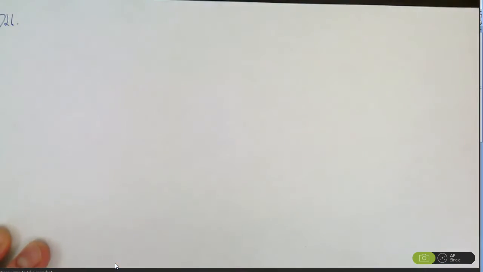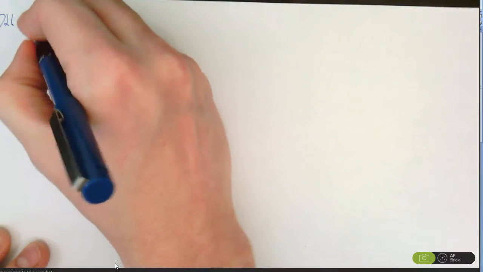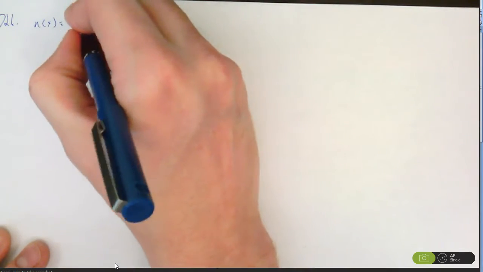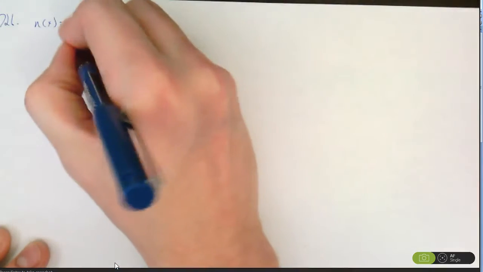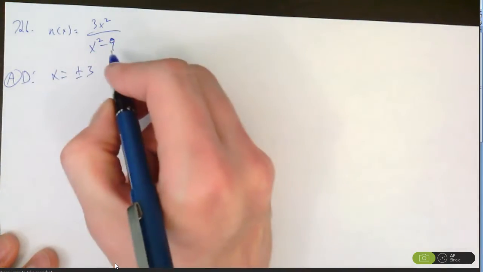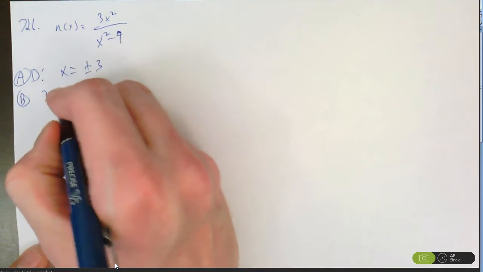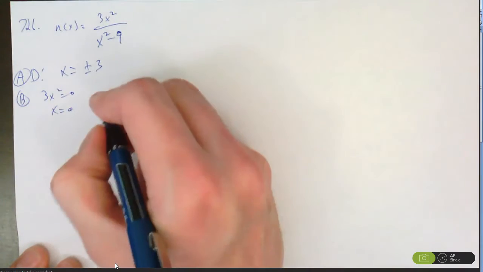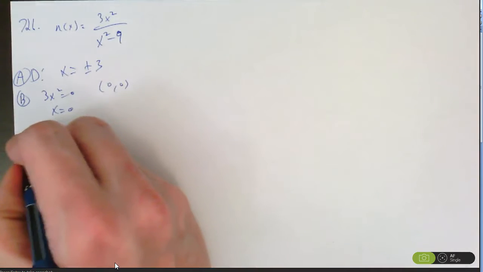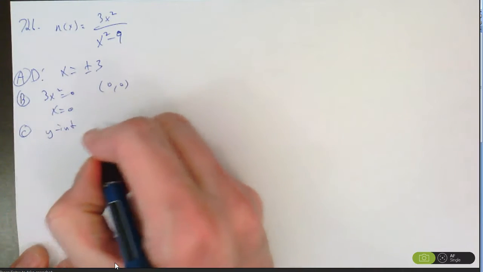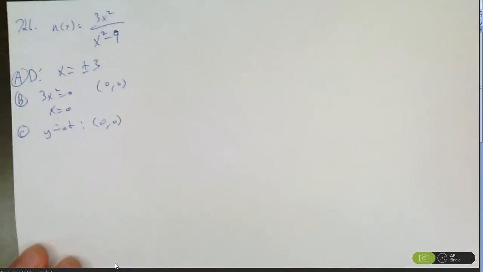Okay. So number 726, we have f of x equals 3x squared over x squared minus 9. Okay. Domain, first thing, that's A. Domain is that x cannot be positive or negative 3. That would give either one of those zeros. So there's two domain issues. B, the zeros, set 3x squared equal to 0. That gives us x equals 0. So our zero is 0, 0. And then it also takes care of our y-intercept. Our y-intercept is 0, 0 when you plug 0 in for x.